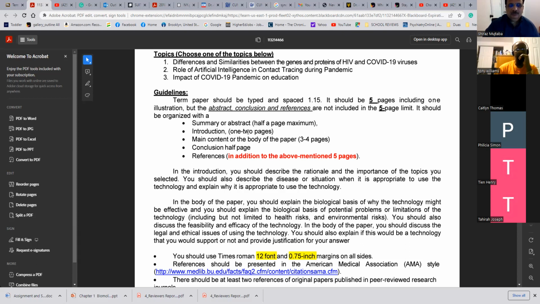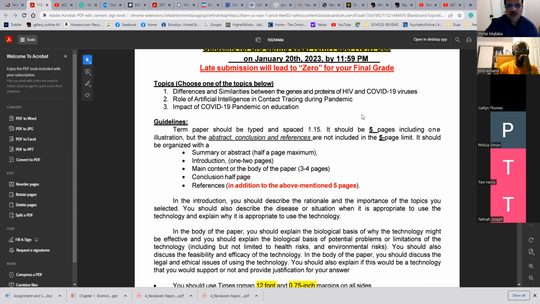Introduction, you introduce the topic, right? And so that's 1 to 2 pages, 1.5 pages. And then the main content, right? So for example, if you chose topic number 1, differences and similarities between proteins of HIV and COVID-19. So in the introduction, you can write what these viruses are, what they do, right? And what is their brief life cycle. You can add a picture to help your description.